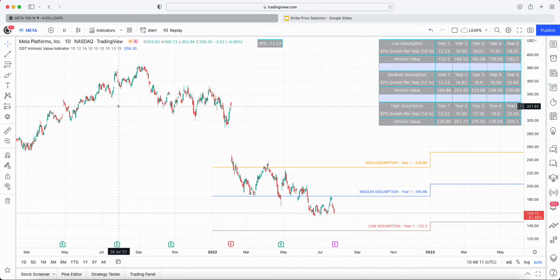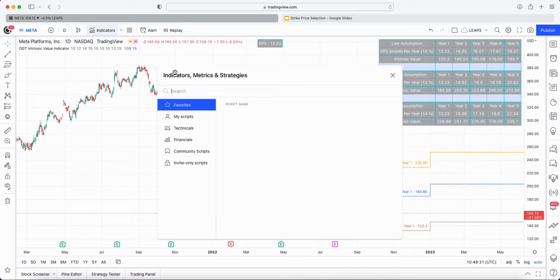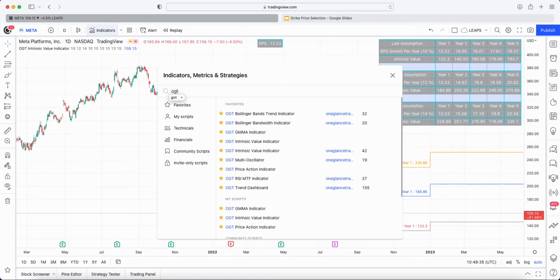But to keep things simple and to do this very quickly, we're going to be using the earnings model using my free indicator, the OGT intrinsic value indicator, which looks at an earnings model to determine the fair value of a company. You can get that, link is down below. All you need to do is head over to indicators and search OGT. I've got a number of indicators which I've got videos on, but you're looking for the intrinsic value indicator.